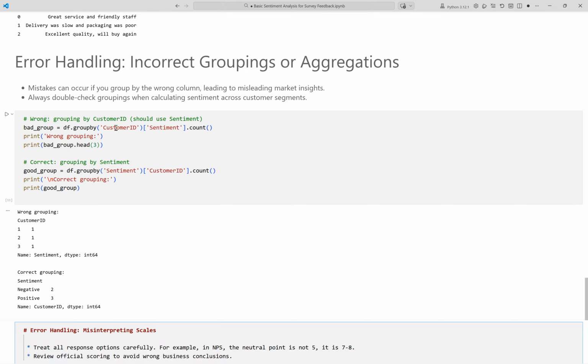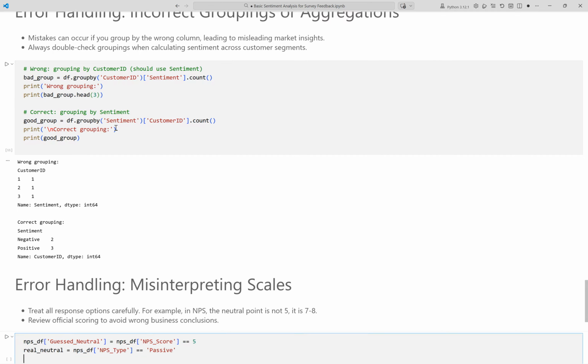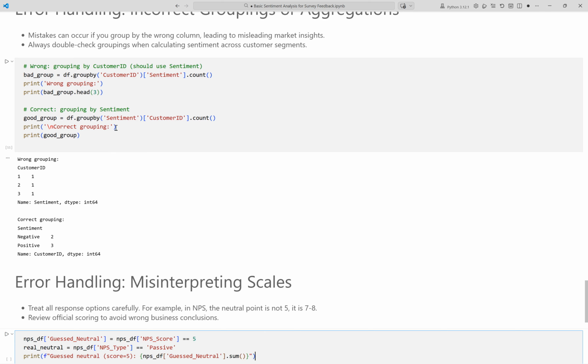Running the cell now. We show how incorrectly assuming that a score of 5 is neutral creates mistakes. We compare that to the actual definition of passive responses in NPS, scores of 7 and 8. This prevents misleading business recommendations.